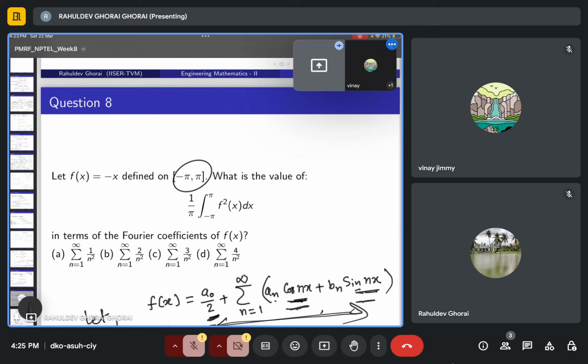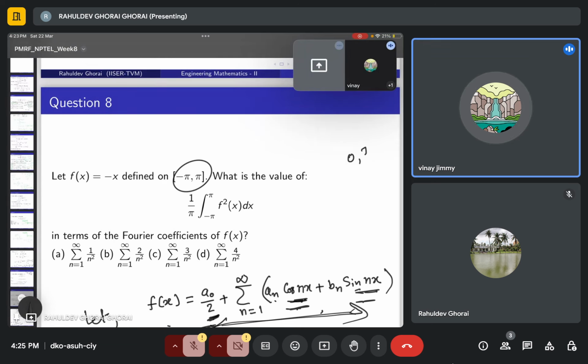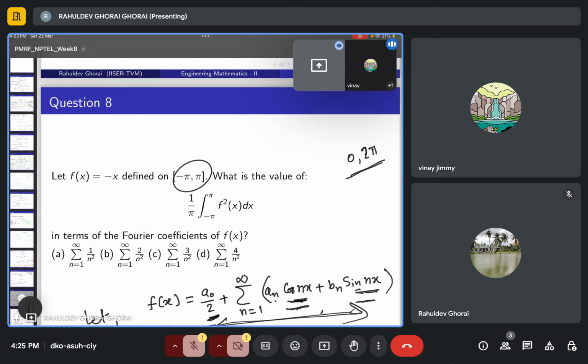You did what? You did 0 to 2 pi? Yes, I mapped minus pi to pi, I changed to 0 to 2 pi. So when you do that, the function will change from x to x plus pi, right? That also you have to change, right? You just change the domain, it's not the thing. You have to change its value also.